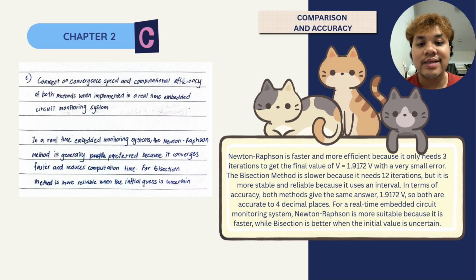For a real-time everyday circuit monitoring system, Newton Raphson is more suitable because it is faster, while bisection is better when the initial value is uncertain.